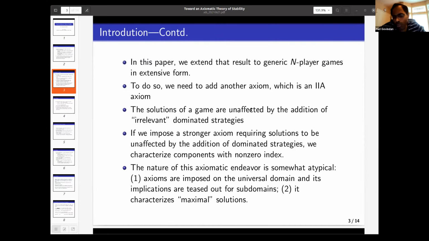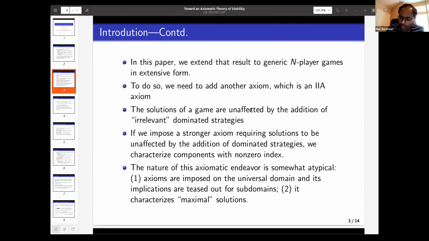What's different is now we need to add another axiom, which has a flavor of independence of irrelevant alternatives. So I'm just calling it an IIA type axiom. Really this axiom has to do with the addition of dominated strategies. I'm thinking of dominated strategies as being irrelevant, and I'm going to impose that addition of certain types of dominated strategies shouldn't affect the solution. Unlike the earlier paper, there are two flavors to this axiom. There's a very strong axiom and there's a more reasonable axiom, I would argue.